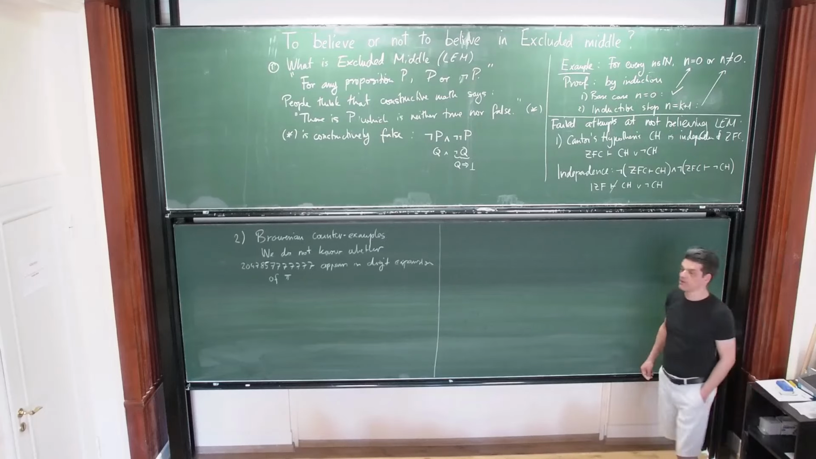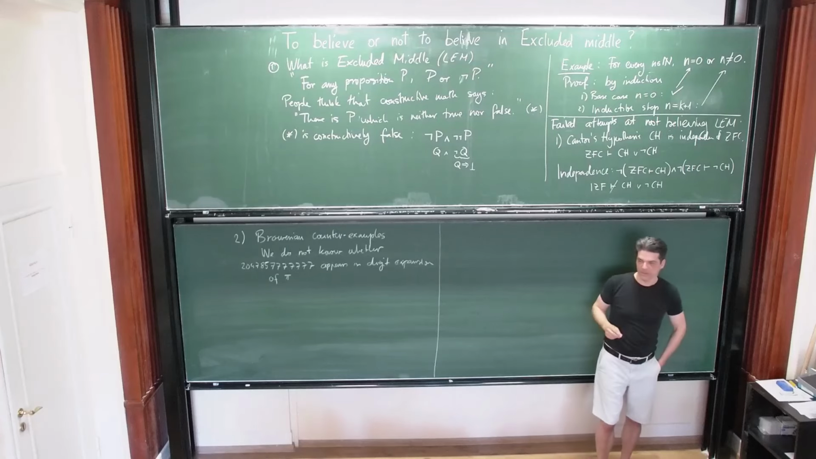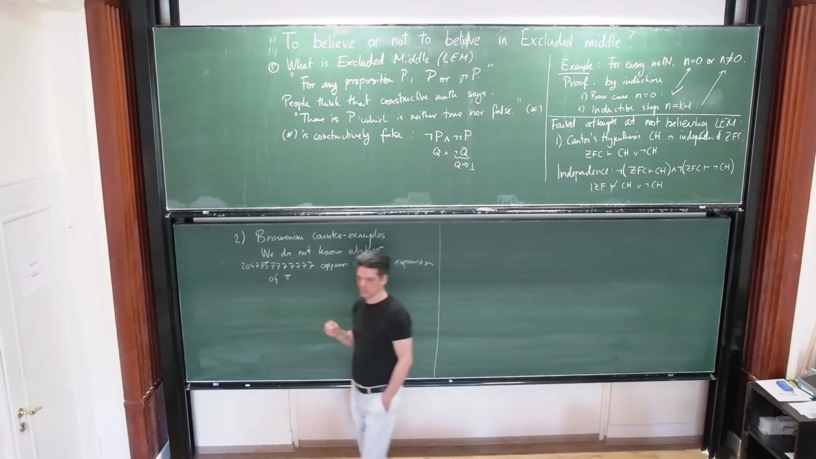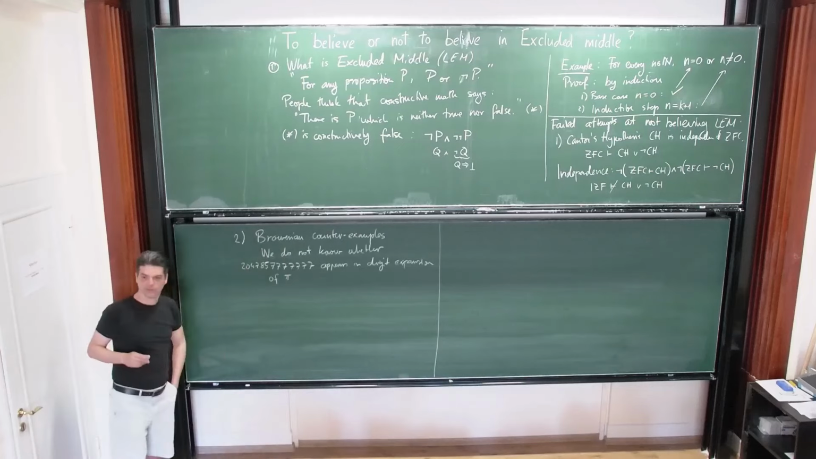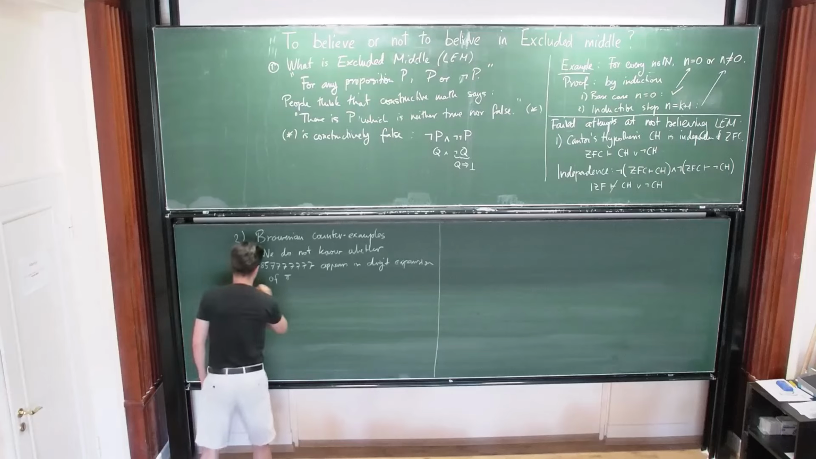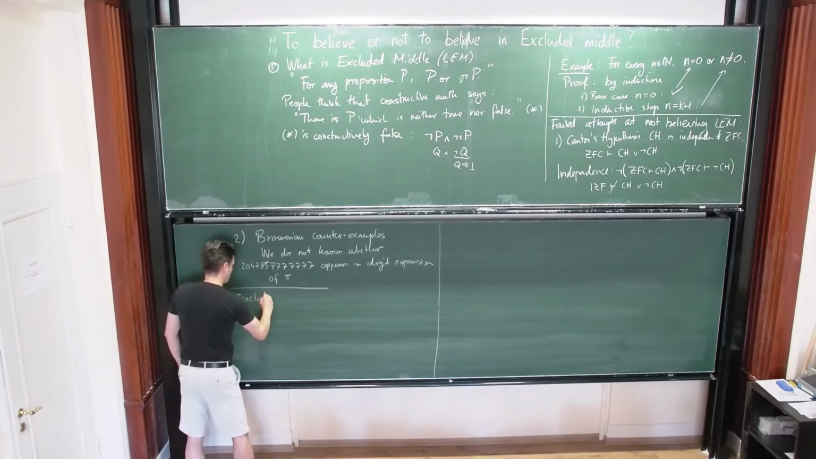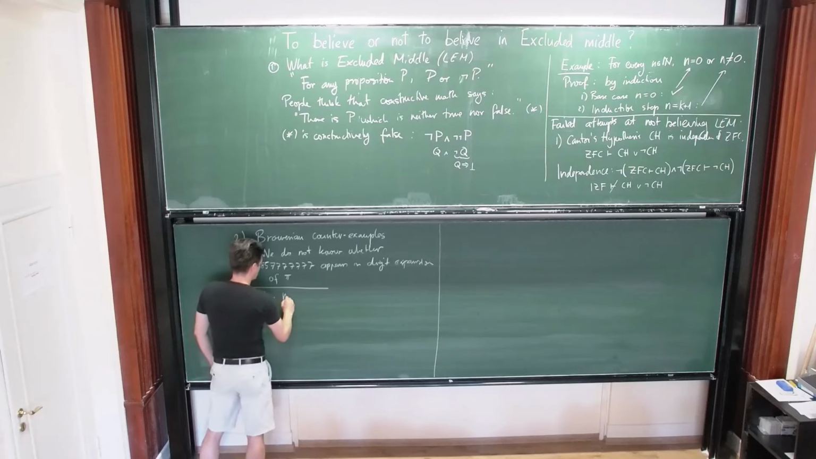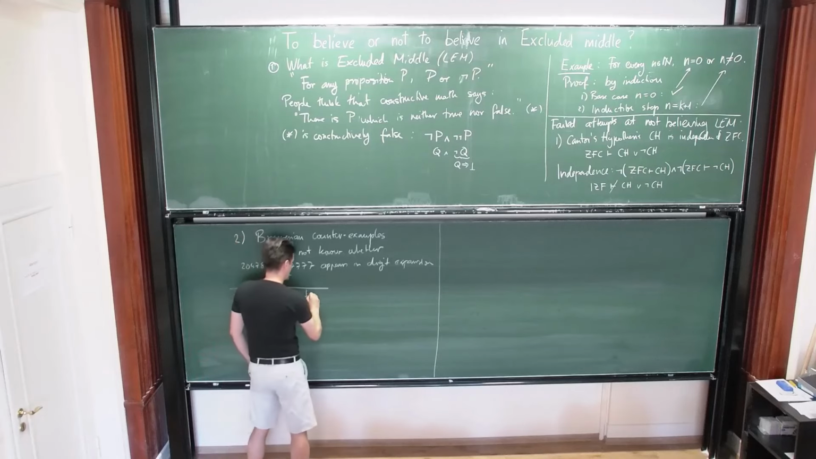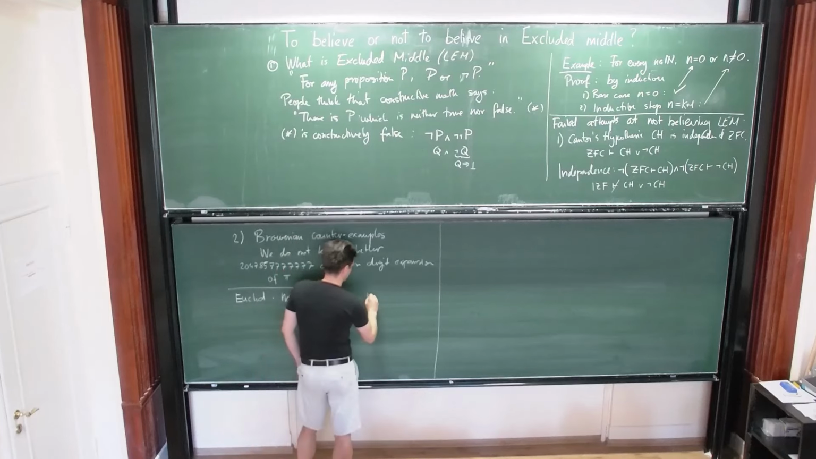So now let's try to not believe LEM. Okay. To explain what we're going to do, we have to go back to ancient Greece. How would you explain to Euclid not to believe in the parallel postulate?